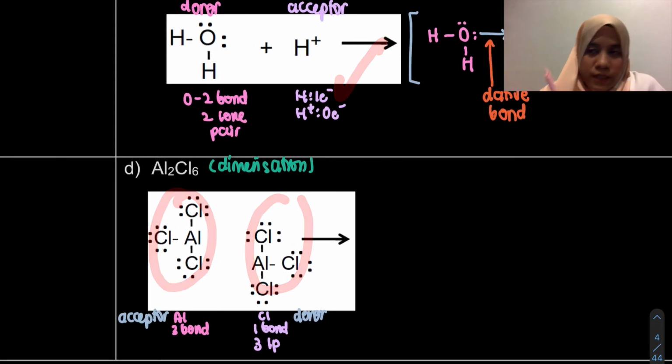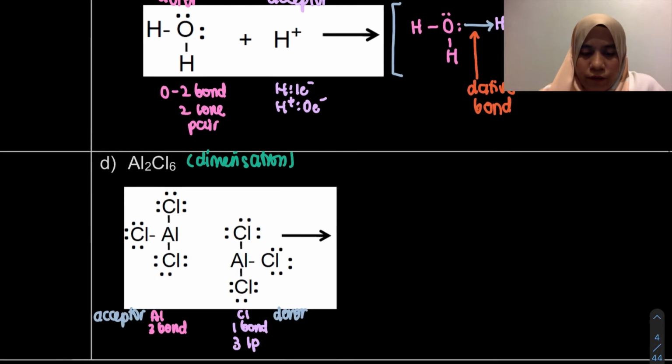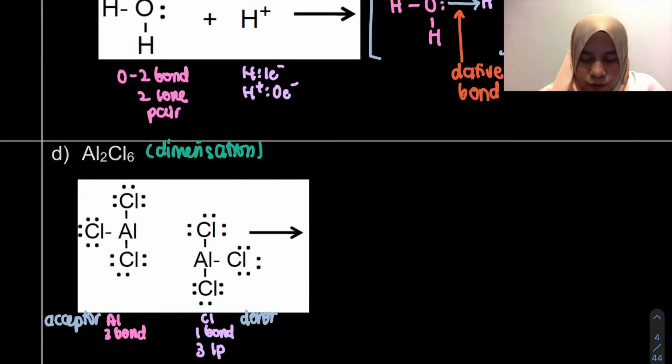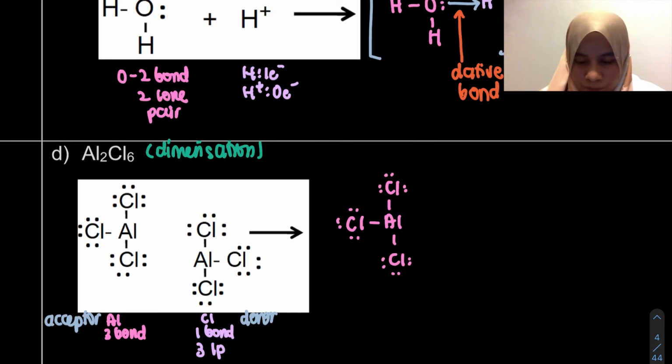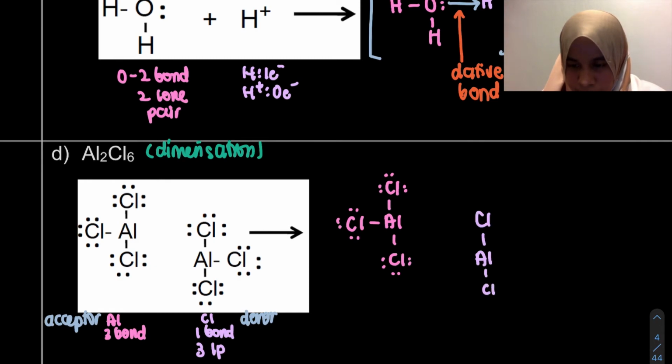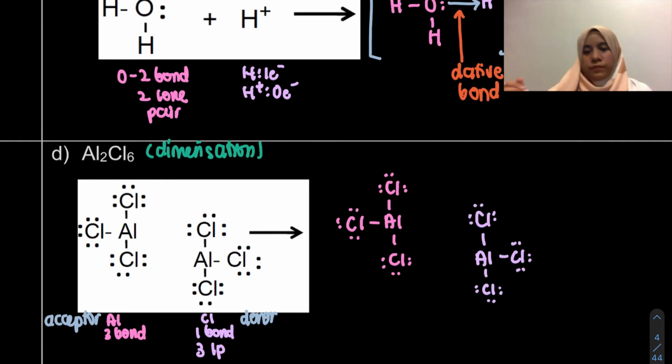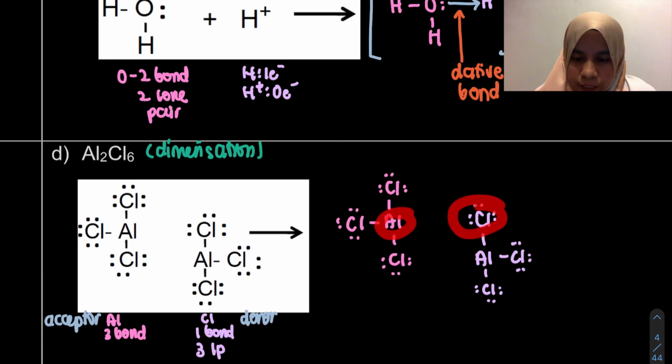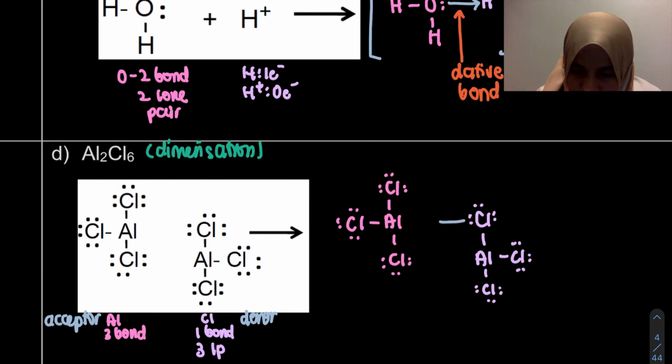Ini akan form dimer ni, dia jadi lain sikit. Dia akan form macam ni. So, first I'm gonna draw the first one ni. I'm just gonna draw it in terms of lukisan ni sebenarnya. Mesti ikut je ni. Senang sikit lah. So, between the aluminium dengan chlorine ni, chlorine ni akan share the electron to aluminium. Okay, so I'm gonna draw it here. Chlorine ni akan share to our aluminium.